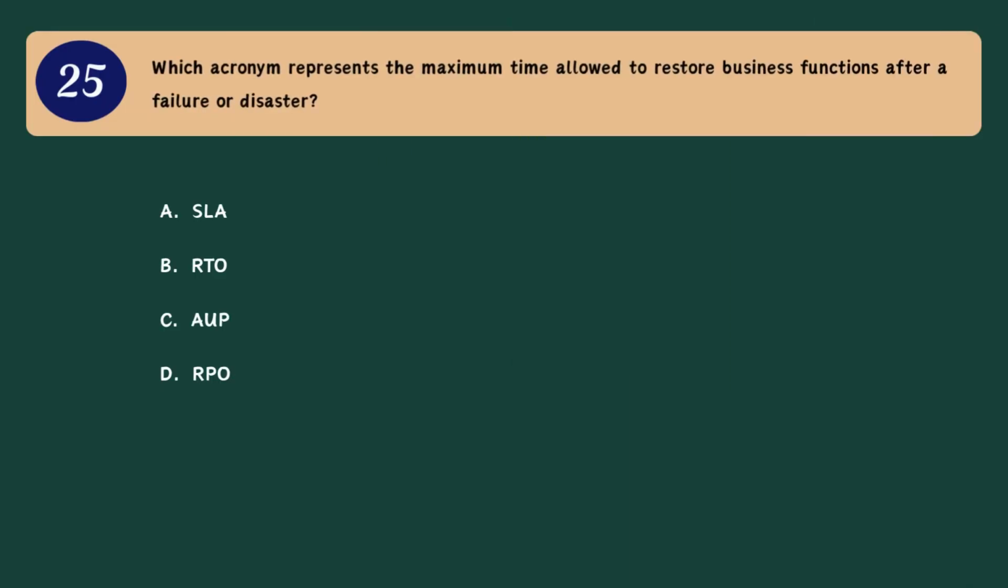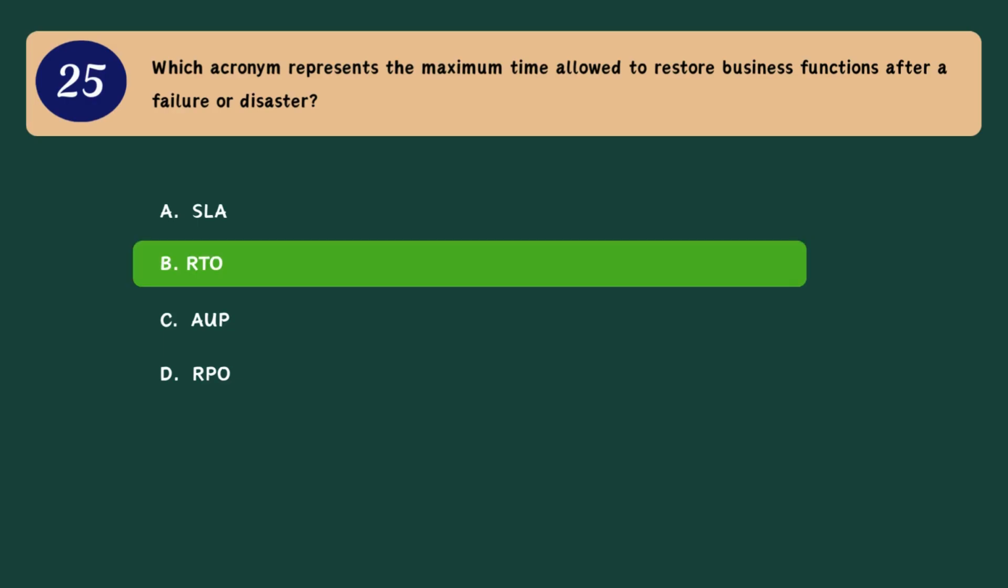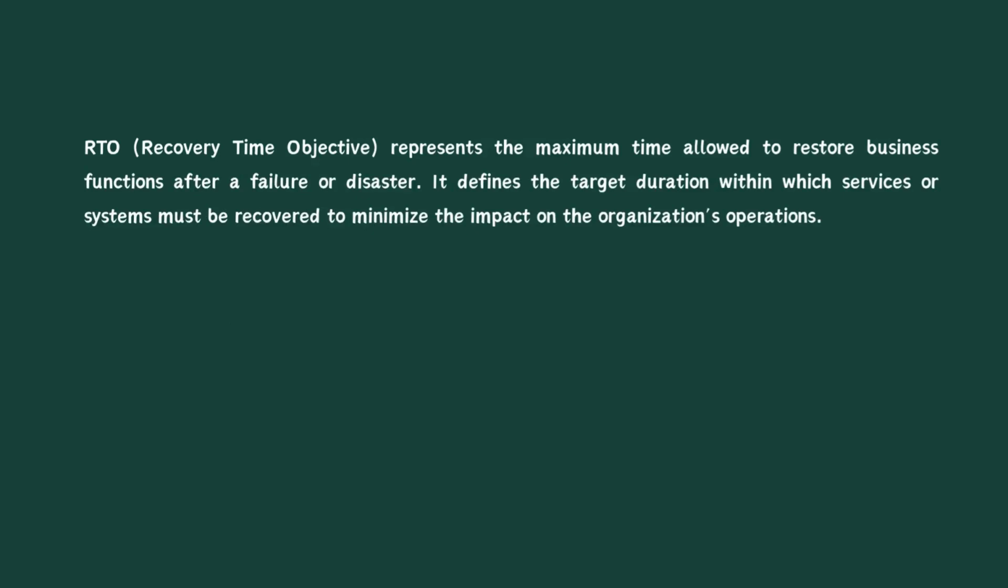Question 25. Which acronym represents the maximum time allowed to restore business functions after a failure or disaster? A. SLA. B. RTO. C. AUP. D. RPO. Correct answer. B. RTO. RTO, Recovery Time Objective, represents the maximum time allowed to restore business functions after a failure or disaster. It defines the target duration within which services or systems must be recovered to minimize the impact on the organization's operations.